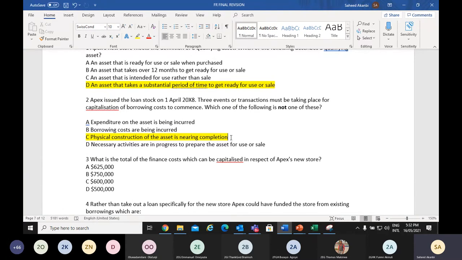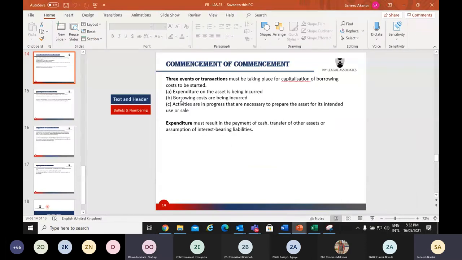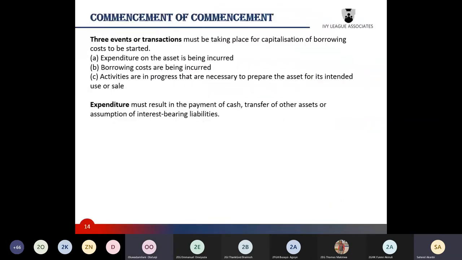I'm begging you, please take note. Look at the criteria I showed you. Somebody should read the criteria again and tell me whether you have physical construction in the criteria. Expenditure on the asset is being incurred. Borrowing costs are being incurred. Activities are in progress that are necessary to prepare the asset for its intended use or sale. So, do you see anything that has to do with physical construction here?